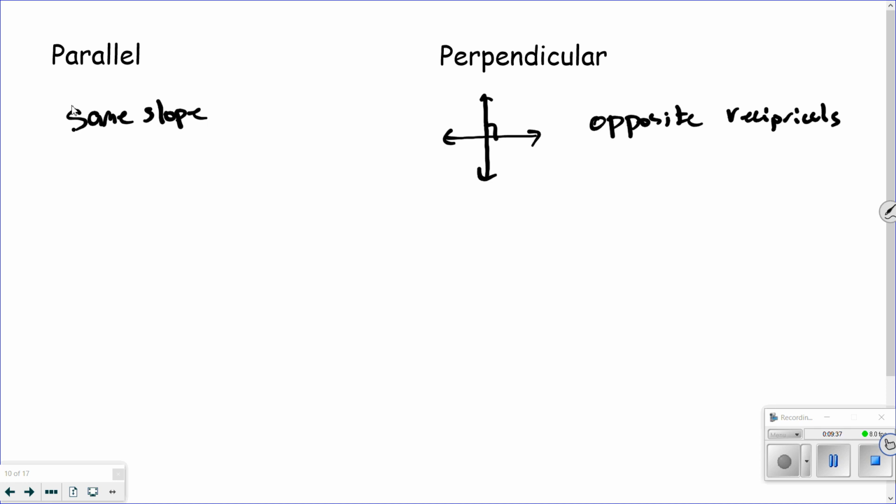Okay. So opposite means opposite sign. So if one slope is positive, the other one has to be negative. And reciprocal means you take the fraction and you flip it over. So some examples of this, I have this little chart here in your notes.